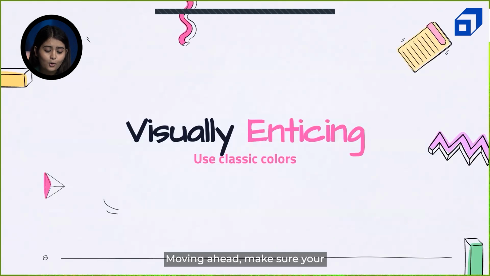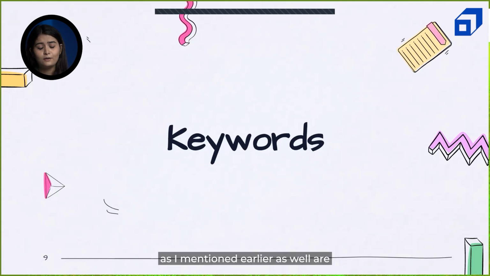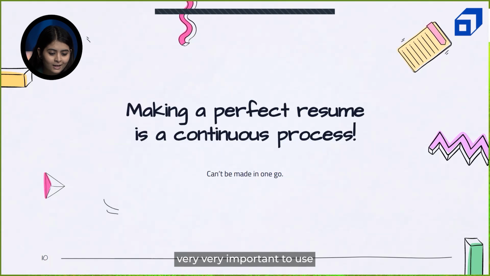Moving ahead, make sure your resume is visually enticing. Use some classic colors. Don't put so many colors in your resume. That will really not look professional. Keywords, as I mentioned earlier as well, are very important to use. And trust me, making a perfect resume is really a continuous process. You can't make it in a go.